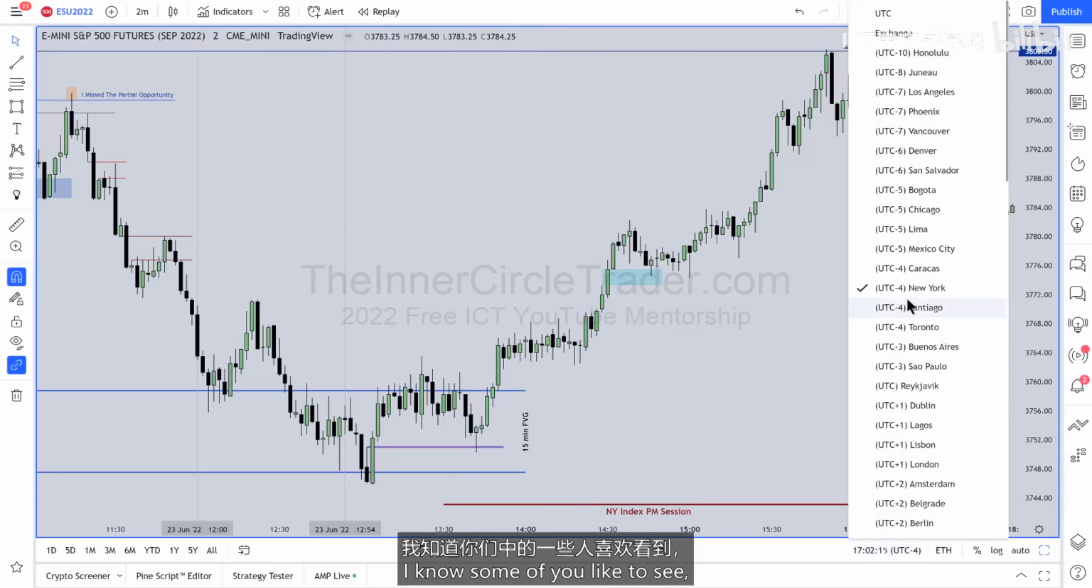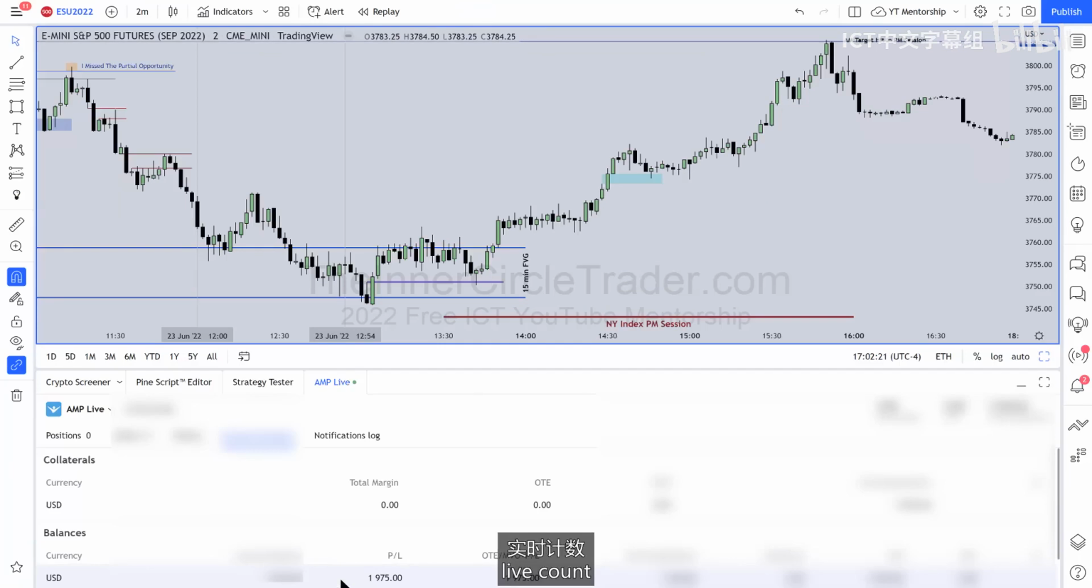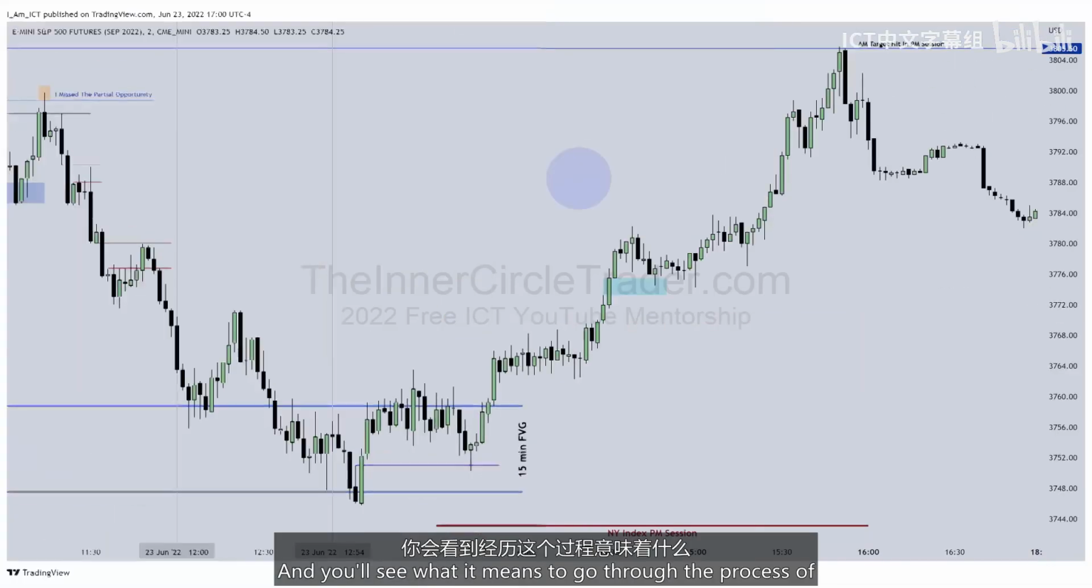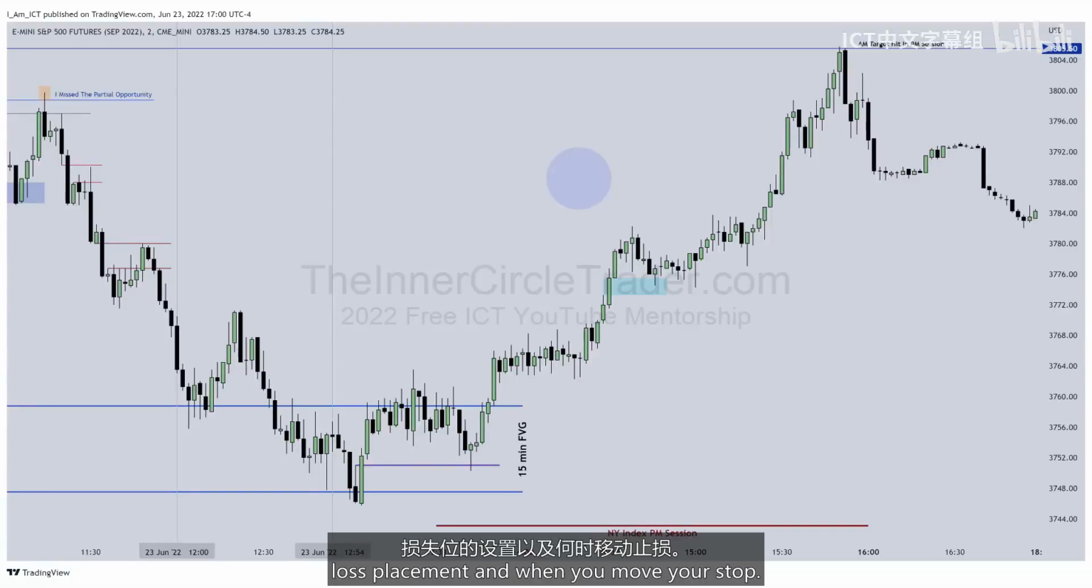I know some of you like to see, did I really take a trade? Yeah, I was trading today. So you can see here, a live account and $1,975. Okay. Back to the lesson, and you'll see what it means to go through the process of determining risk management and stop loss placement and when you move your stop.